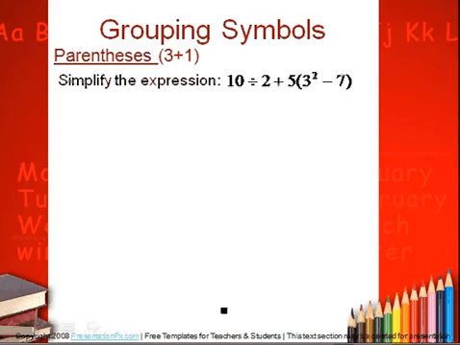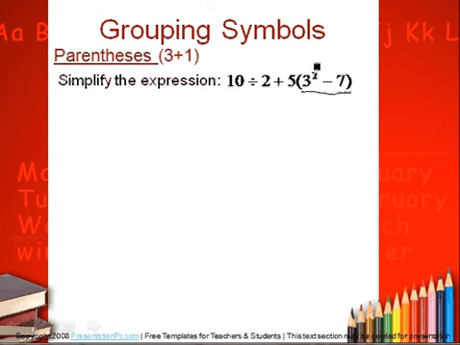Okay, so let's go ahead and simplify an example with parentheses. This one also has an exponent. Just to illustrate, I chose a very simple exponent. I have to ask myself, are there any parentheses? Well, there certainly are. There's a parenthesis right here.